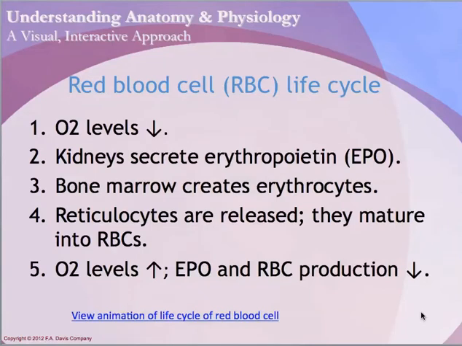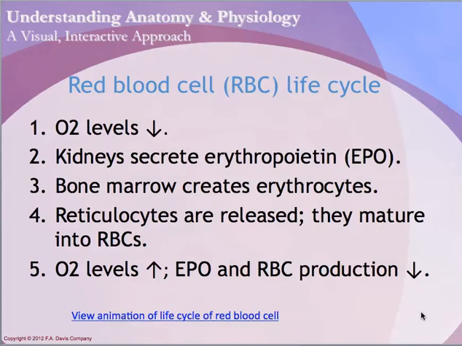So let's talk about the red blood cell life cycle. Red blood cells circulate for about 120 days and then they die, break up, and are consumed by cells in the spleen and the liver. The body has to constantly reproduce red blood cells to maintain homeostasis, and this is through a process called erythropoiesis. This process is maintained through a negative feedback loop, which we just talked about last chapter.